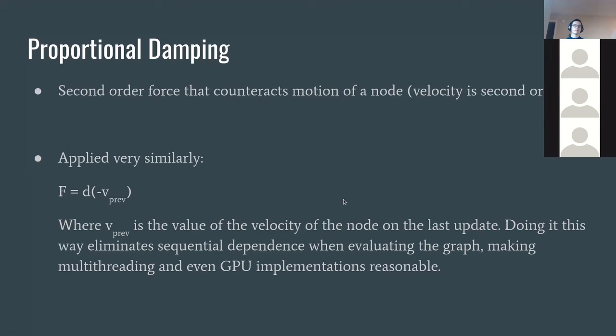I'll describe this on a couple of slides later, but basically, it looks at the value of velocity at the previous update, to remove any sort of sequential dependence when you're evaluating the graph. Like I say, I'll go into that. But this makes multi-threading very easy to do with this type of structure.